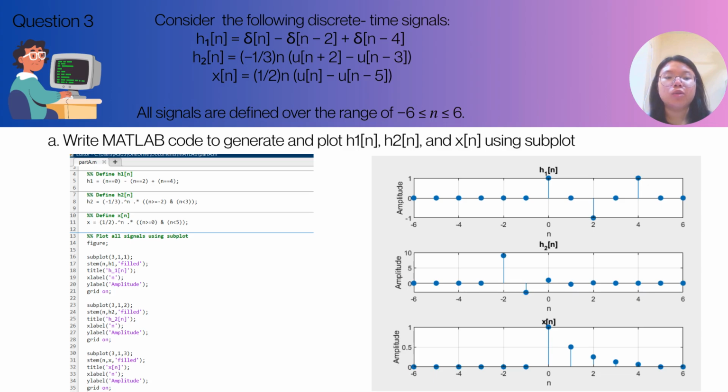Second, h2n equals negative 1 over 3 raised to the power n, but only active between n equals negative 2 and n equals 2. The terms u[n plus 2] minus u[n minus 3] create a rectangular window from n equals negative 2 to n equals 2. Third, xn equals 1 over 2 raised to the power n, active only from n equals 0 to n equals 4. In the MATLAB code, we implement the unit step function using an anonymous function, then apply it to create each signal. The subplot command allows us to see all three signals stacked vertically for easy comparison.